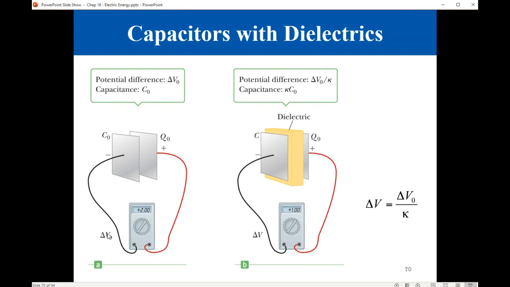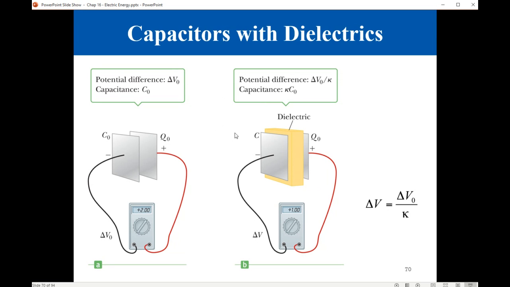If you insert a dielectric between the plates, you will increase the capacitance of the capacitor for the same area, for the same separation. But now, when we have dielectric rather than vacuum, we will increase the capacitance. We introduce a new quantity.